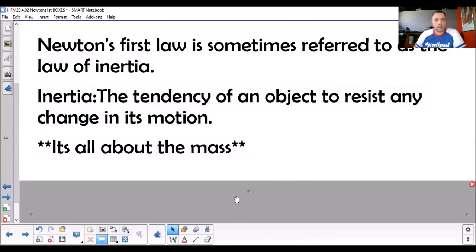And the key to inertia is it's all about the mass. When we talk about inertia, it's simply the mass of the object. It doesn't matter how fast it's going, doesn't matter how slow it's going, doesn't matter where it's at. All that matters is the mass of the object. So something with more mass will have more inertia. Something with less mass will have less inertia.